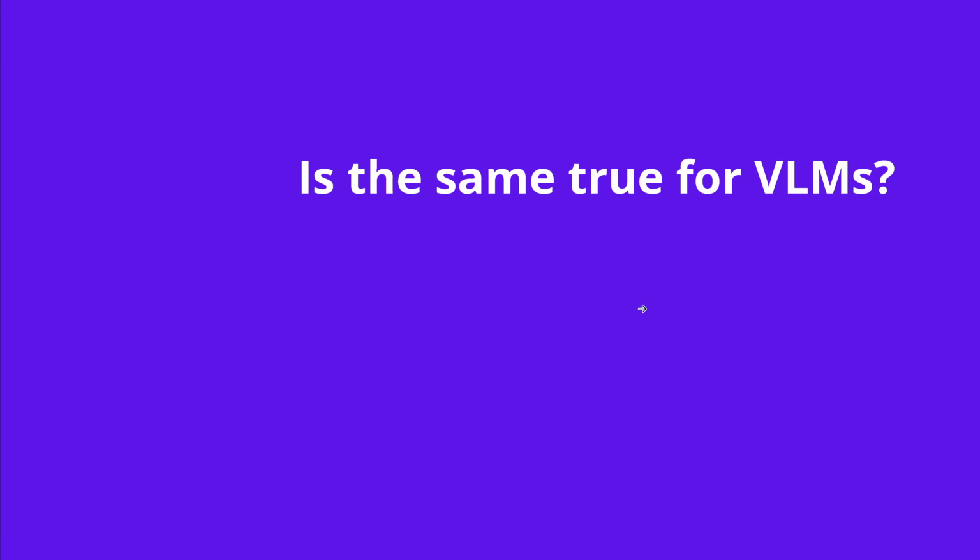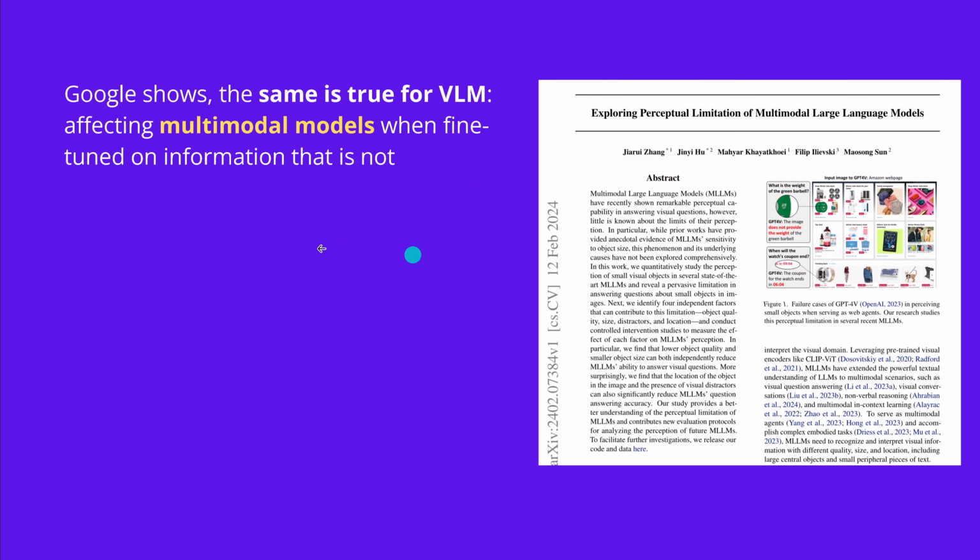And now the main question in the community was, is the same true for a vision language model? Or is this just a feature that we have in LLMs? And yes, you guessed it already. Google already showed us in this publication, the same is true for a vision language model, affecting the multimodal models when fine-tuned on information that is not rooted in their pre-trained visual understanding.